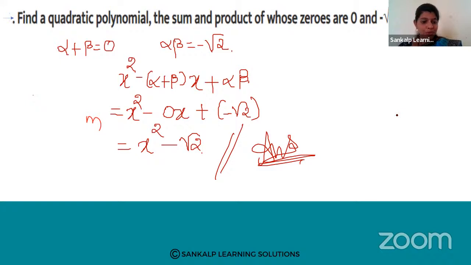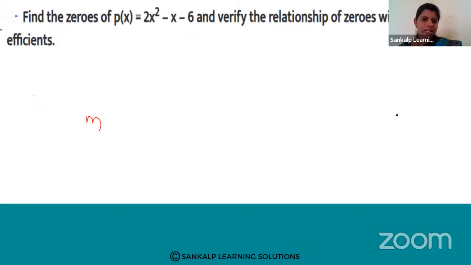Shall we move to next question? This is very important. It can be asked for 2 or 3 marks, sometimes 3 marks. Find the zeros of P of x is equal to 2x square minus x minus 6 and verify the relationship of zeros with these coefficients.